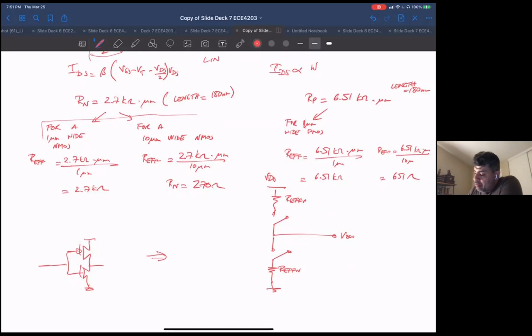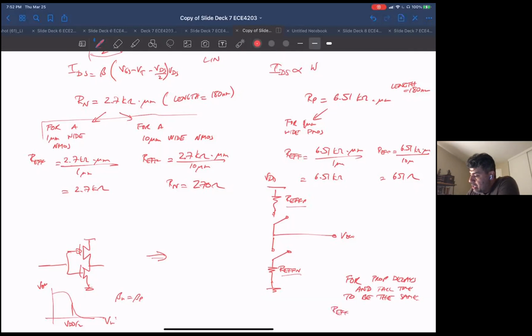Now, remember when we said we wanted a 50% point, so if you want a V in, V out, and you wanted this transfer function to be at VDD over 2, we said we wanted to make the beta of n equal to beta of P. If we want the rise and fall time, or prop delay rising and falling, to be the same, we need to do the same thing for R effective N and R effective P. So for prop delays and fall times to be the same, we want R effective P to equal R effective N.